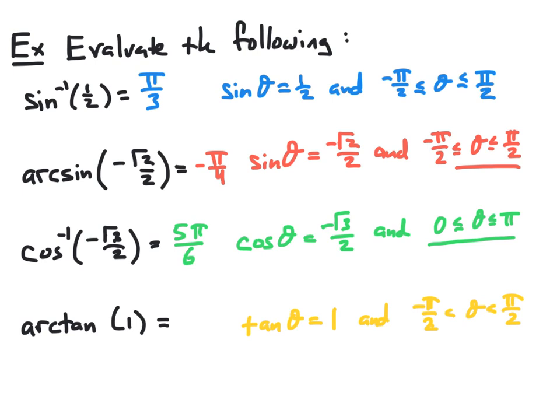We know that for pi over 4, for example, the sine and cosine are the same. Both are square root 2 over 2. And so if we divide the sine by the cosine, we'll of course get a tangent value of 1. And the angle pi over 4 is in the appropriate range, which is negative pi over 2 to pi over 2. And so the arctangent of 1 is equal to pi over 4.